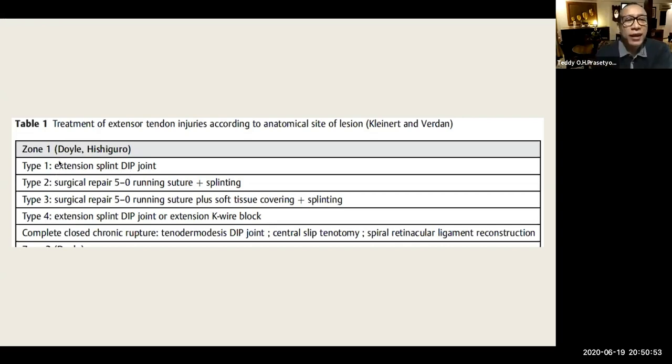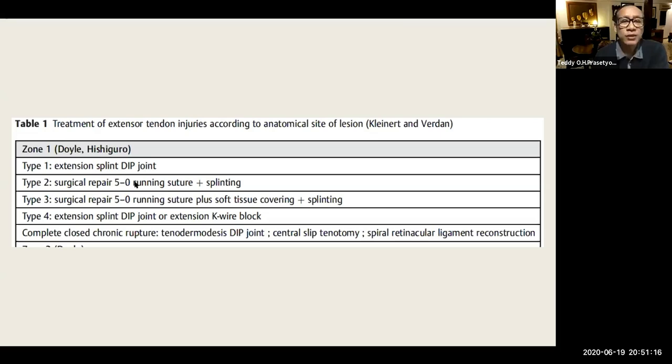Type 2 of this mallet finger is actually with the open wound, but without any loss of the tissue. Type 3 would include the skin loss and also the tendon loss. What you need to do with this open wound is repair it with a running suture with 5/0, with the needle of round type.